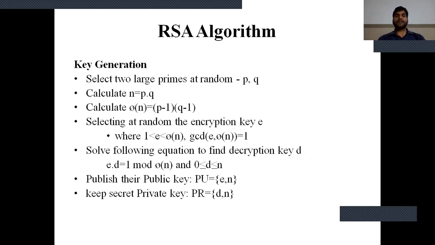After solving the encryption and decryption keys, we publish the public and private keys. The public key is PU equal to e comma n and the secret private key is PR equal to d comma n.